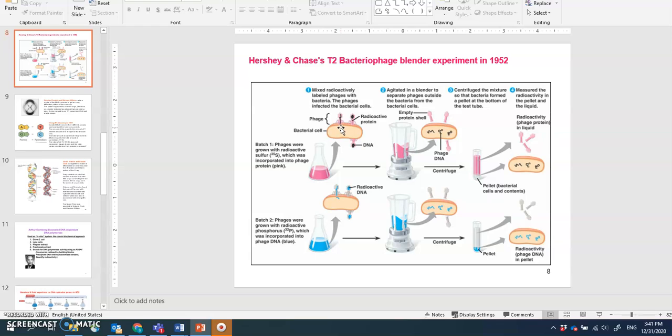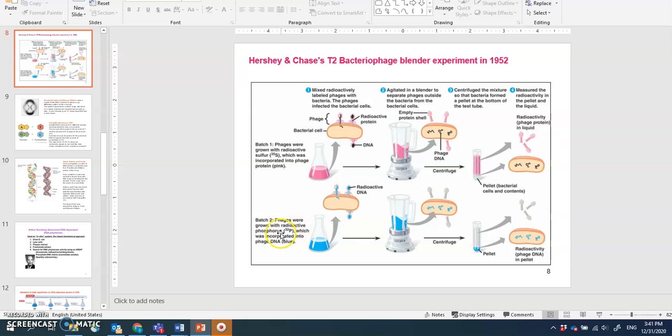To carry out the experiment and answer their question, they used two different radioactive isotopes. One is called P32, the phosphate-based radioactive isotope, and the other one is S35, a sulfur-based radioactive isotope. There's an important reason for that.